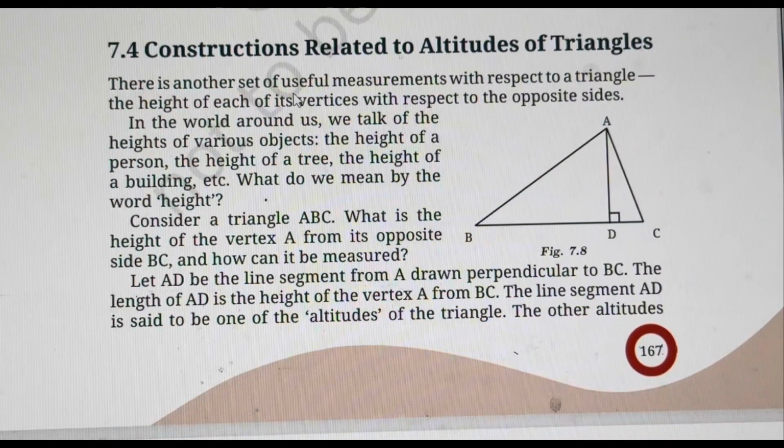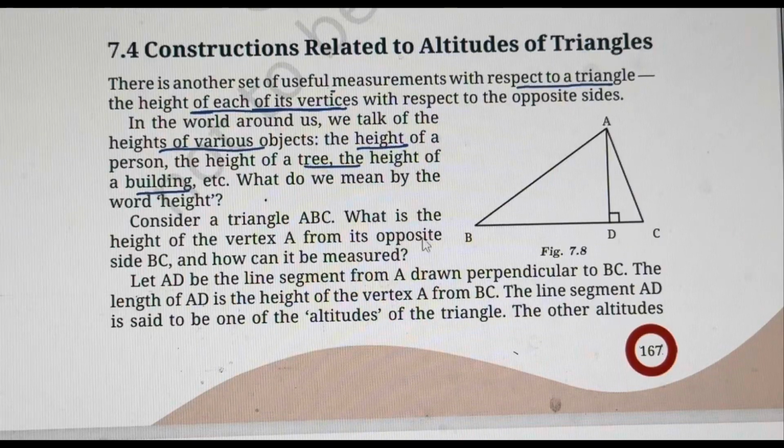There is another set of useful measurements with respect to a triangle: the height of each of its vertices with respect to its opposite side. So this is the vertex, this is the opposite side, its height. In the world around us, we talk about the height of various objects, the height of a person, a tree, a building. So what do we mean by height?